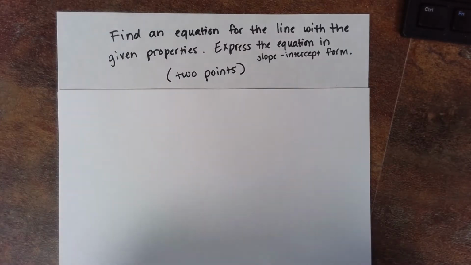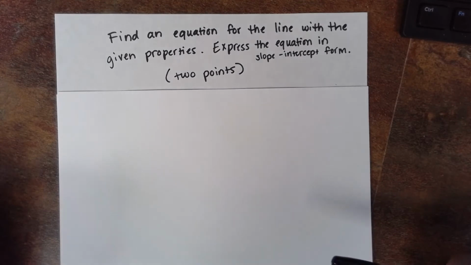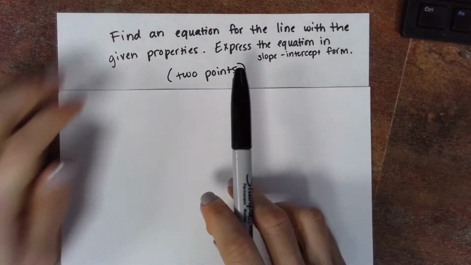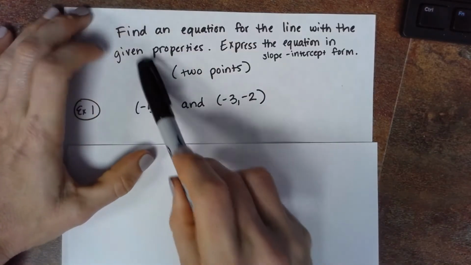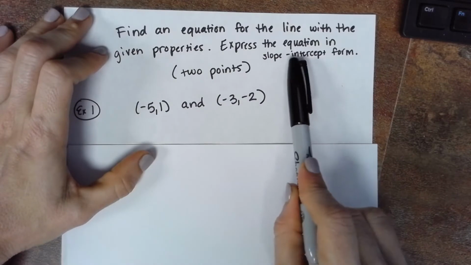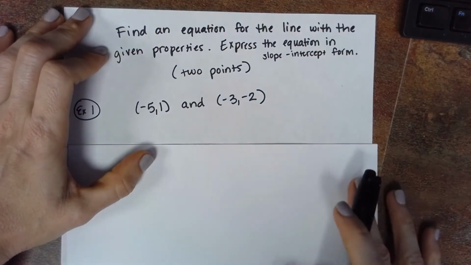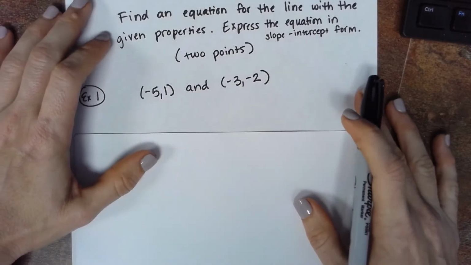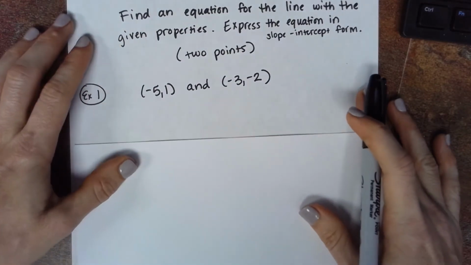Okay guys, I would like to teach you how to write the equation of a line when you are given 2 points. So this is kind of the writing that you might see on MyMathLab. Find an equation for the line with the given properties, express the equation in slope-intercept form.